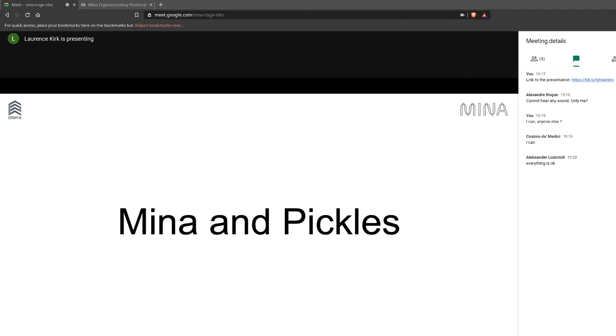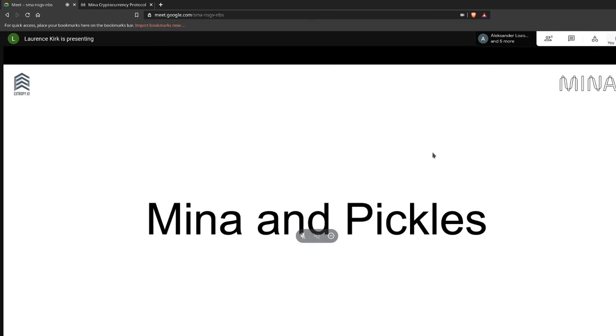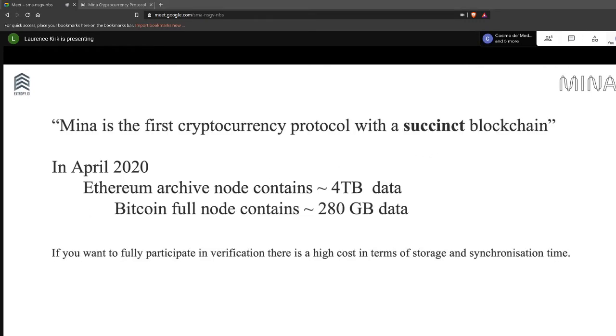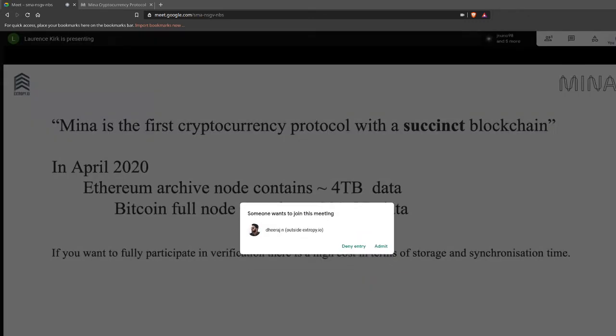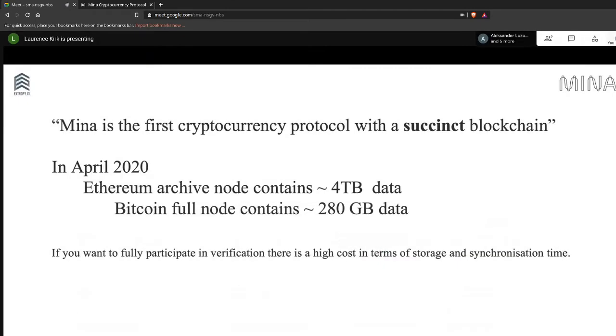So we'll turn to the Mina project. We know that blockchains have certain problems. They have scalability problems, and these can be not just in terms of the throughput of transactions, but in the size of the blockchain. So some figures here from April 2020. For an Ethereum archive node, you would need to have enough space to store 4 terabytes of data.